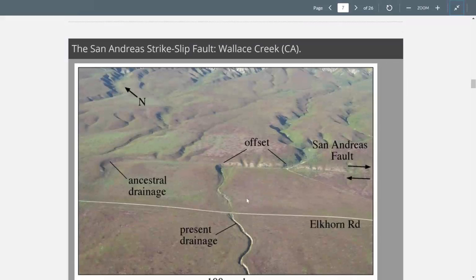Here you can see an actual aerial photo of Wallace Creek in California. That is just in central California. I've actually tried to drive here before. It was pretty fun. And you can see the water drainage patterns are actually offset from one another. That's how you can tell that the San Andreas Fault is running right through here.